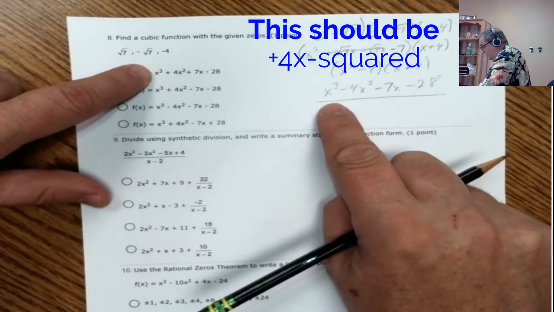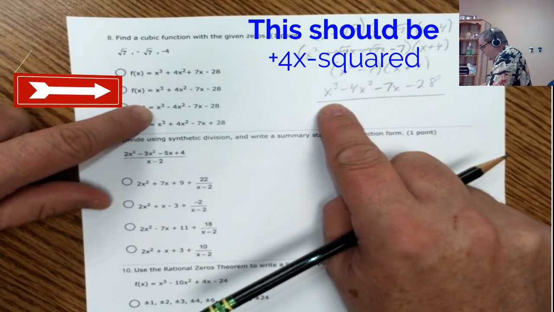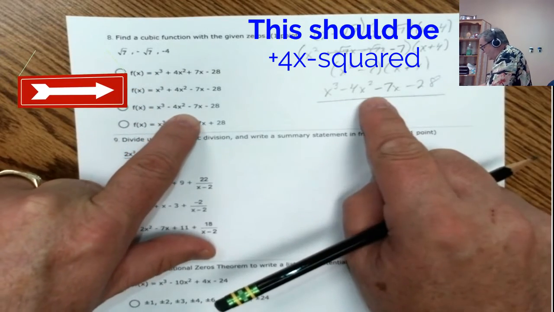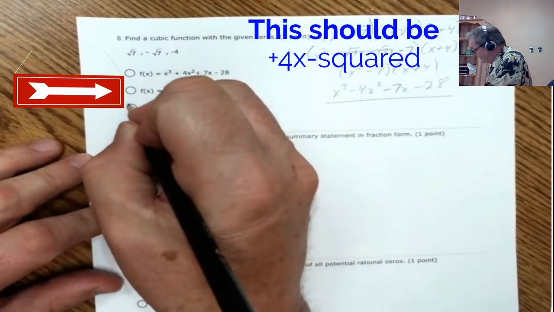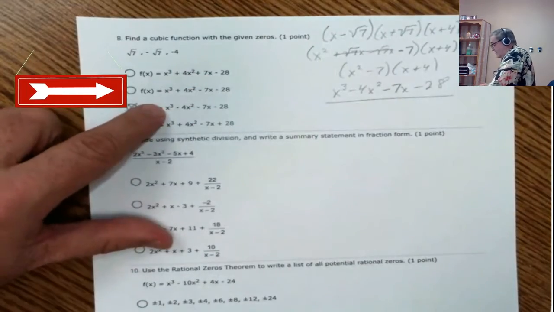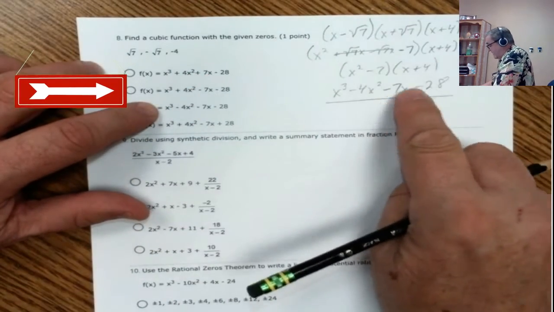X to the third plus 4, nope, minus 4x squared, minus 7x, minus 28. It's our third choice right there. That's the only one that has all negatives after the first term.